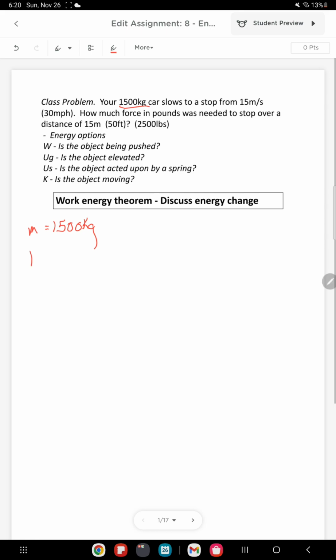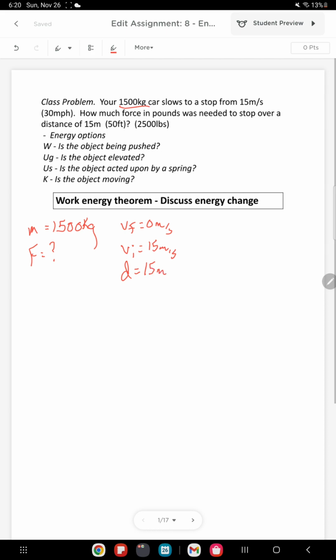Sorry. So we're looking for force. And I'm going to separate these variables. Mass and force typically go together. Distances and speeds typically go together, so I'm going to still put them in with my variables, but off to the side here. So you're coming to a stop. So VF is 0. You were initially going 15 meters per second, and it was over a distance of 15 meters.